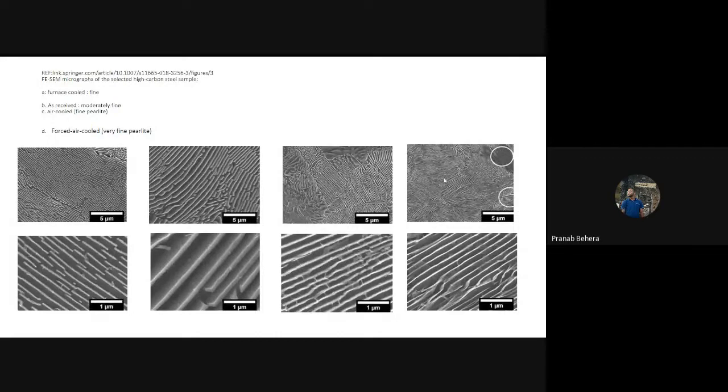So the fineness of perlite is determined by the interlamellar spacing. If the interlamellar spacing is very narrow or minimum, it is fine perlite. If the interlamellar spacing is more, it is called coarse perlite. But the point is what? What happens to the strength and hardness? What is the relation?